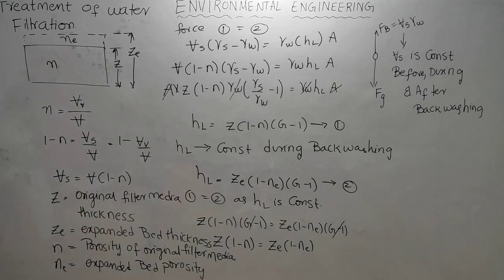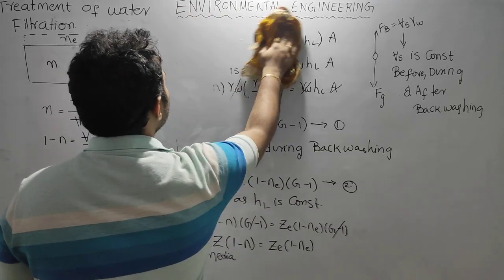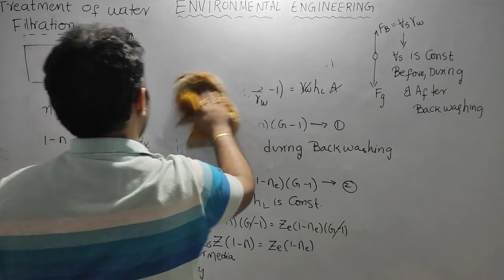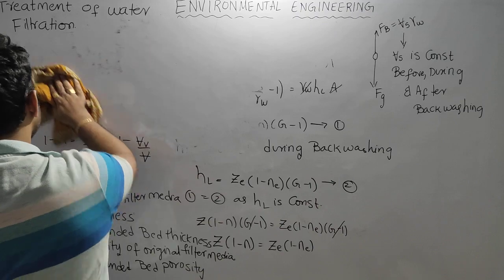Okay, now here, generally how do we determine this velocity of backwashing? So far we have discussed the force of backwashing and head loss of backwashing. How do we define the velocity of the backwashing? See, the expanded bed porosity depends on the settling velocity of the particle. How it depends on the settling velocity of the particle, let us see.